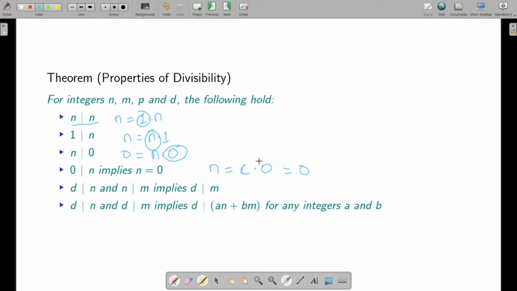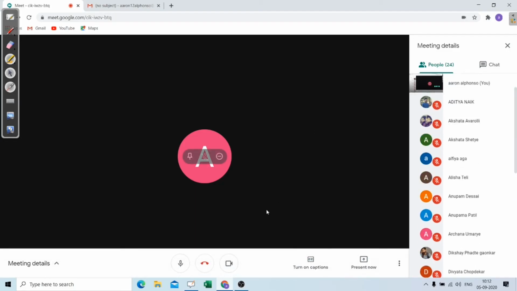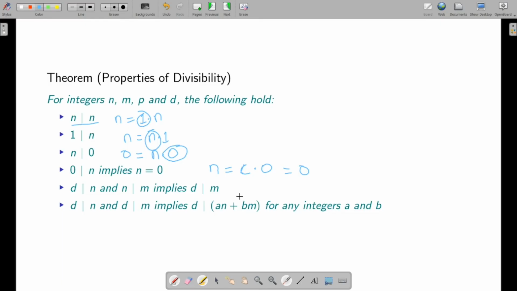So these are quite simple things. I think I should actually skip them. Should I skip them or can I? Archana, can you tell me if I should skip them or we should give them fast proofs? So, should we skip them or should we give fast proofs for them? Yeah, you can give fast proofs. Okay, fine. Then we'll give fast proofs for them.